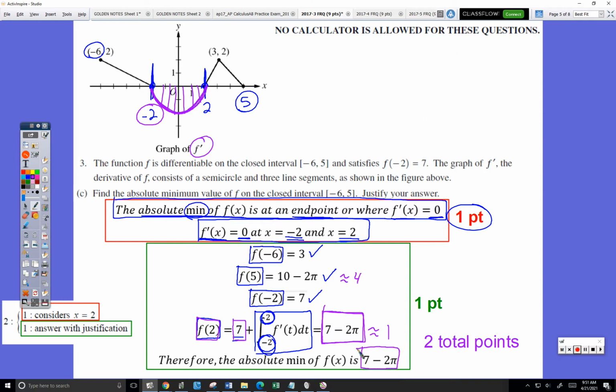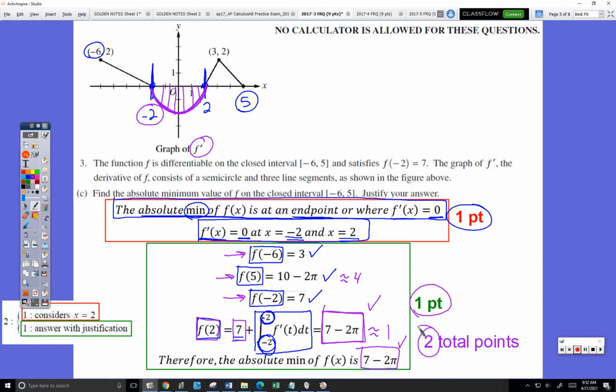You have to show the integral, and you have to have the correct conclusion. If you have those, you'll get the 1 point. You wouldn't have to re-show these. These are already shown elsewhere. You don't have to show them again. 2 total points for that one. Usually absolute min problems are worth 3 or 4. This one was only worth 2. That's part 3C.